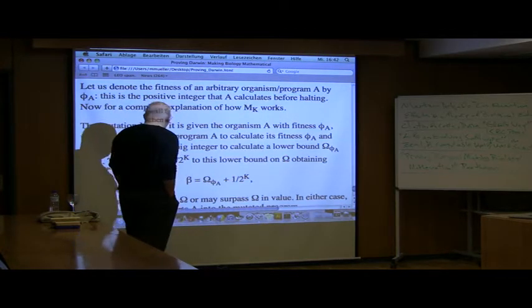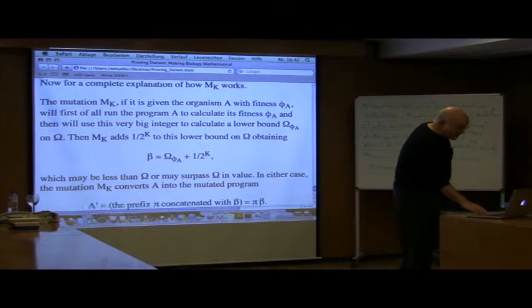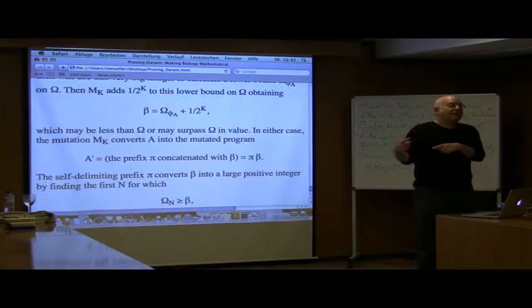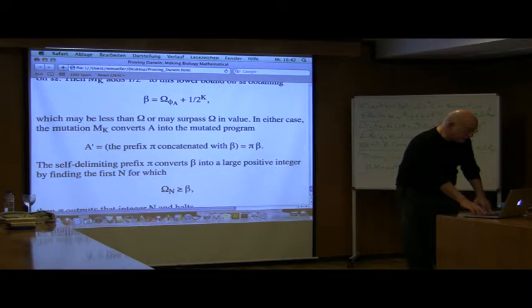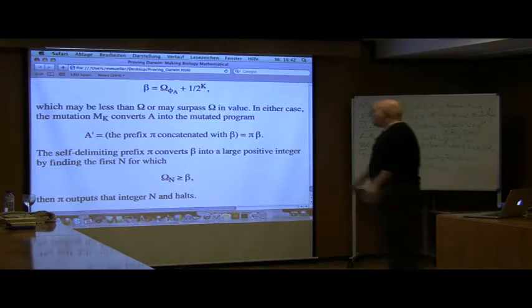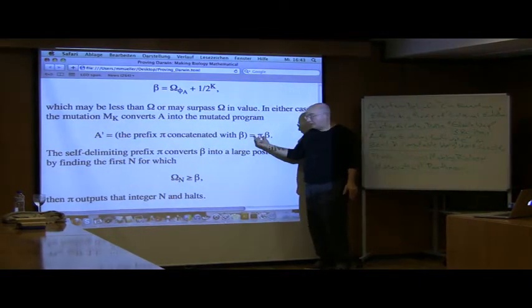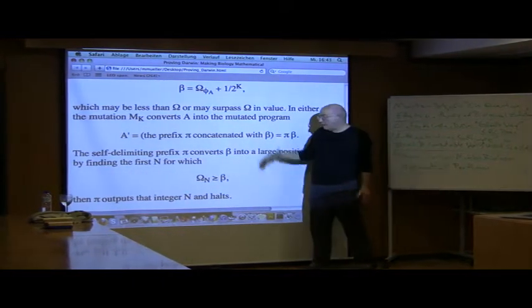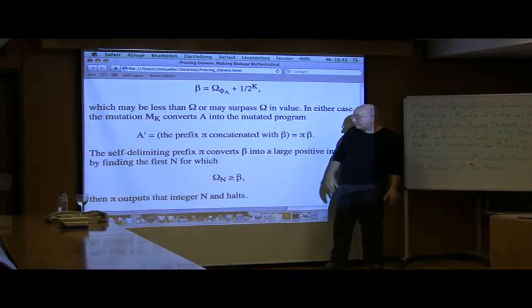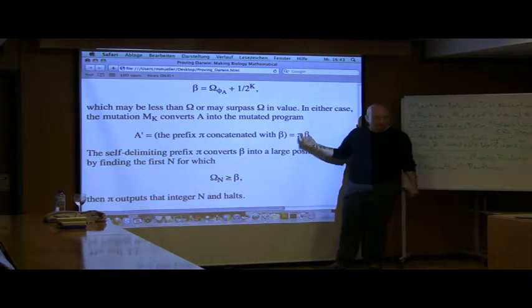So, now what do I do with this? In either case though, I continue. I still haven't given you the new organism that the mutation produced. This is the new organism that the mutation produces. It takes this lower bound on the halting probability, puts this prefix in front of it, which will make it, I'm putting it into the form I like, which will produce a very big number from this lower bound on the halting probability.